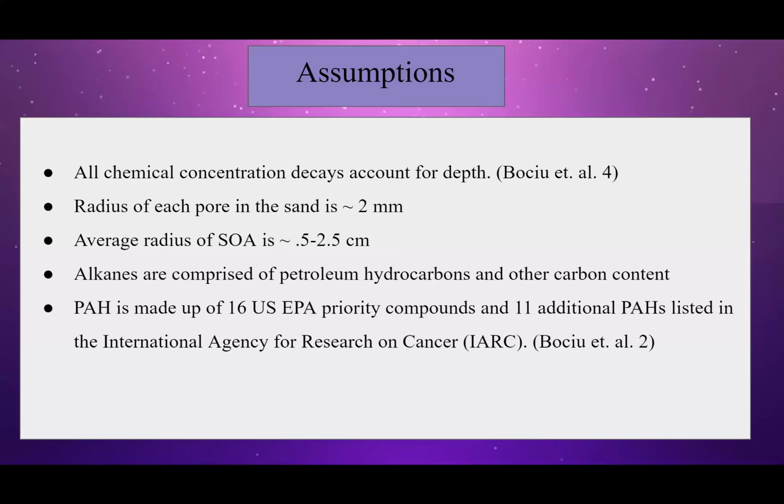Then the two main chemical compounds that make up the SOA were the alkanes and the PAHs. The alkanes were comprised of petroleum hydrocarbons and other carbon content, whose two decays were given within the paper as well. And the PAH is made up of 16 of the US EPA priority compounds, as well as 11 additional PAHs.